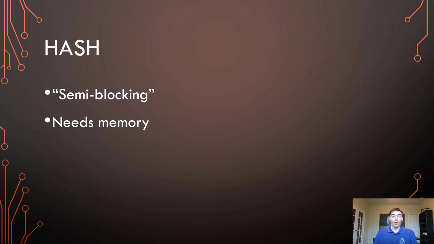So, no operator is perfect. Key features of the hash join: it's semi-blocking. That first part, the build part of the algorithm, needs to read all of its input before it can start returning rows from the probe side. Also, hash join requires memory.